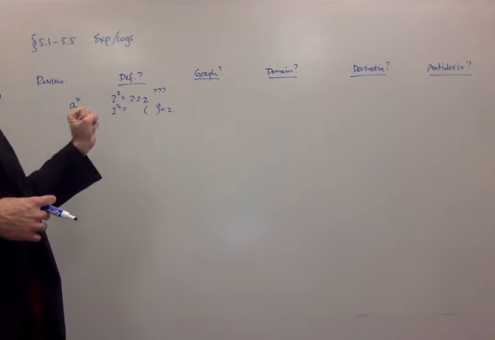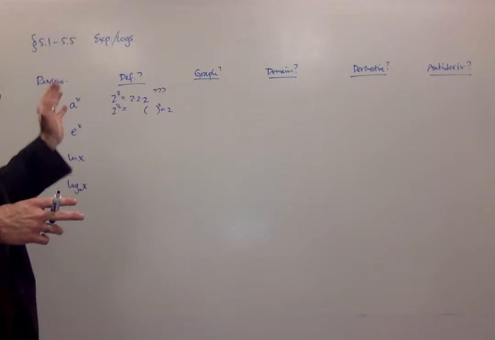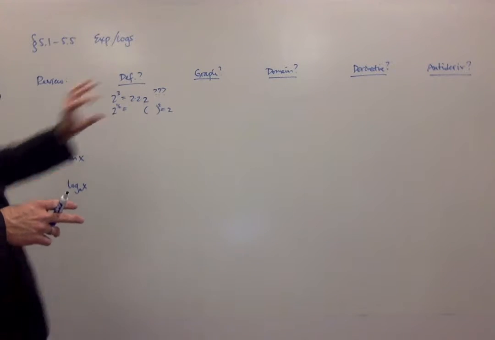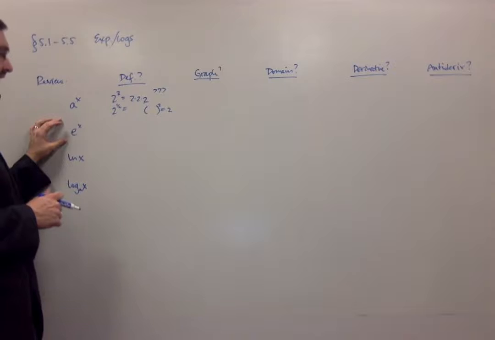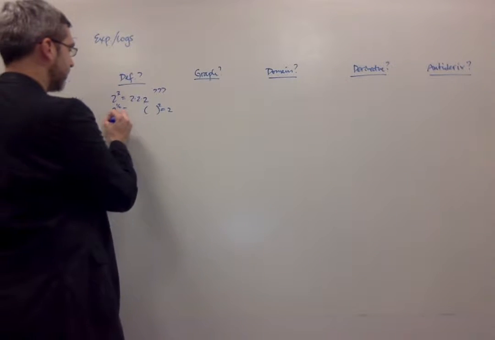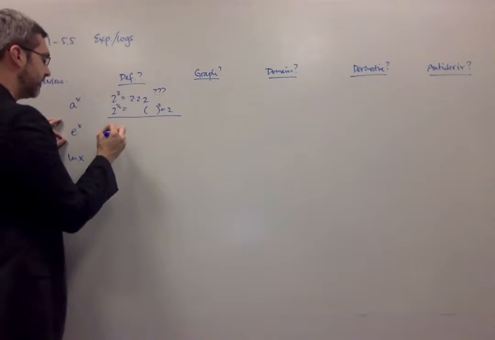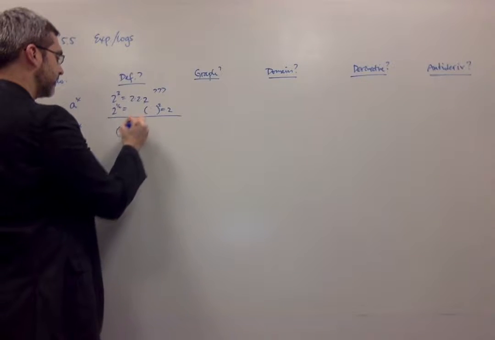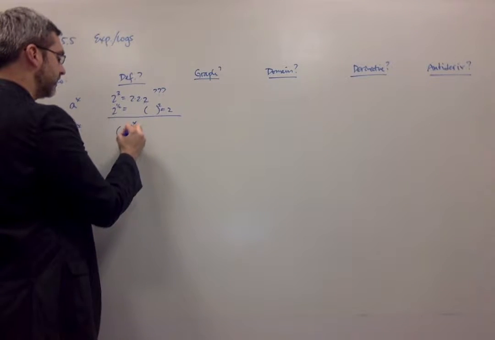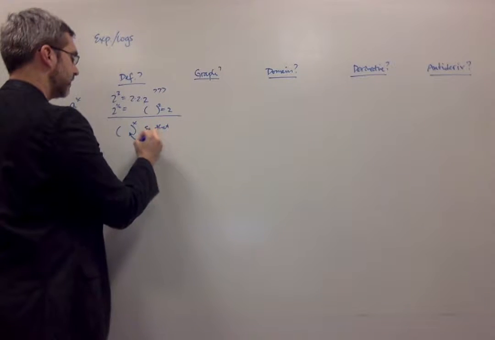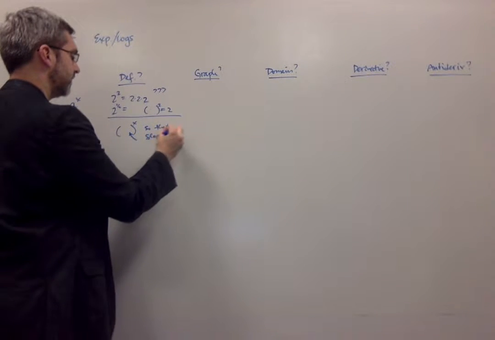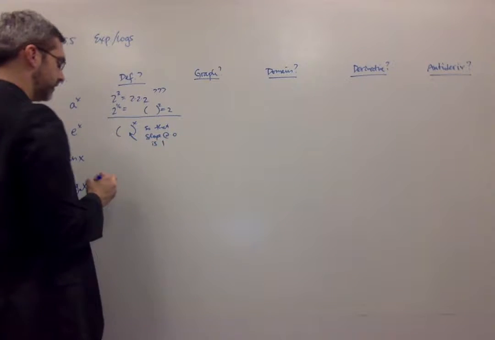And that's actually the problem. That's why the book waits to present these until later. We'll talk about that later. So we really don't have a good definition here. For e to the x, do you remember how e was defined? This is the number that I stick here so that the slope at 0 is 1.